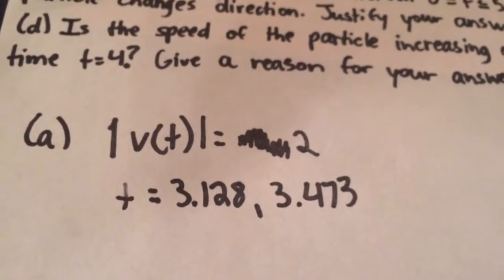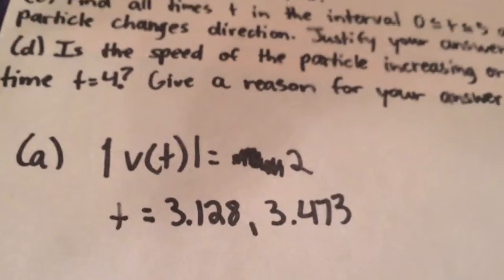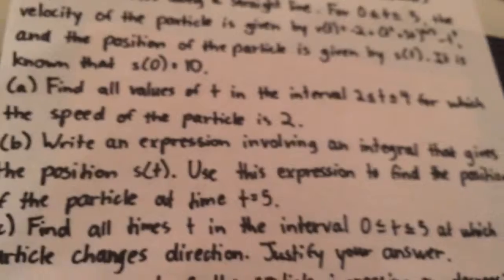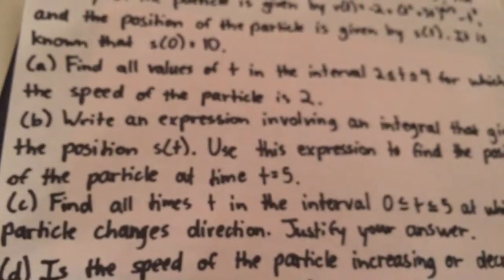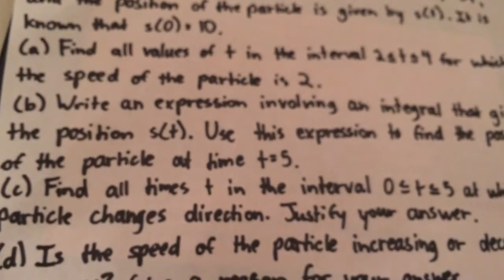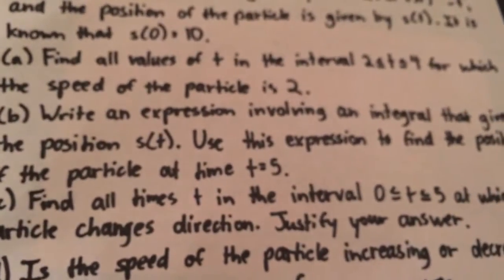All I did was I found out where the graph intersected with the lines y equals 2 and y equals -2. Alright, so next we have B. Write an expression involving an integral that gives the position s of t, and use this expression to find the position of the particle at time t equals 5.